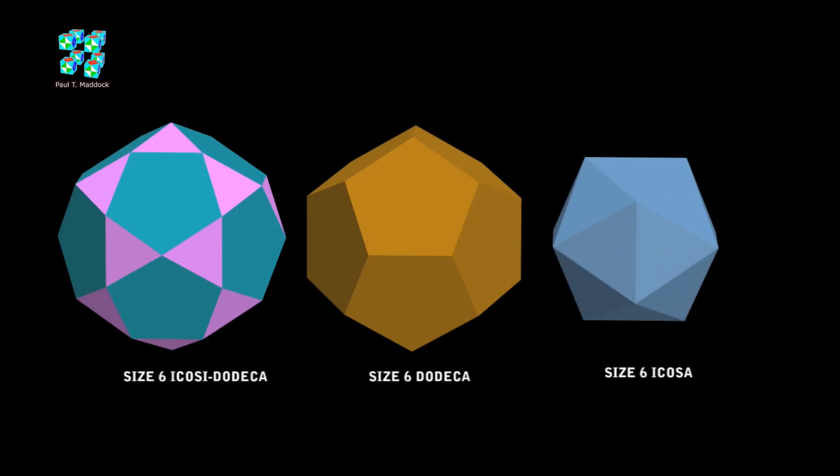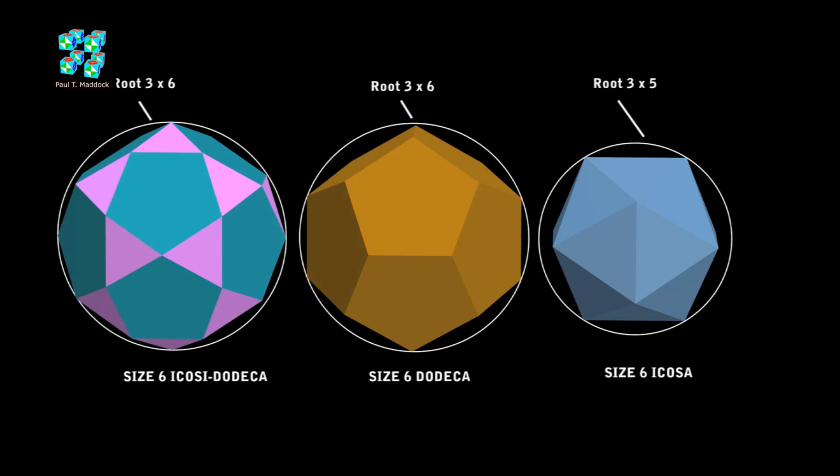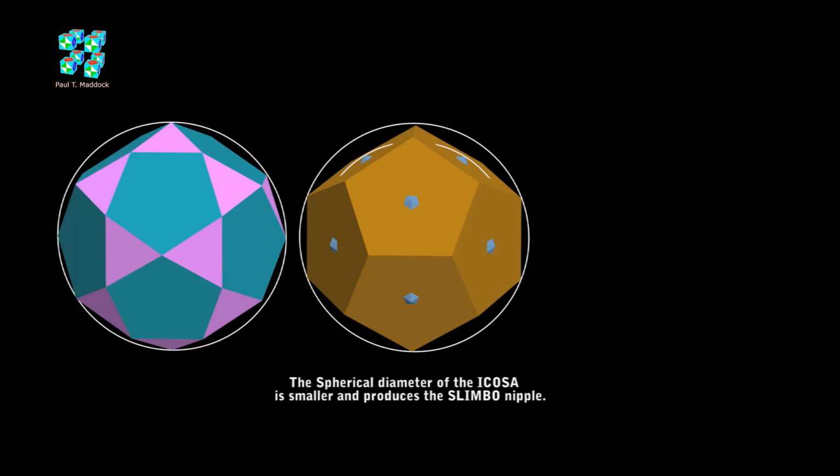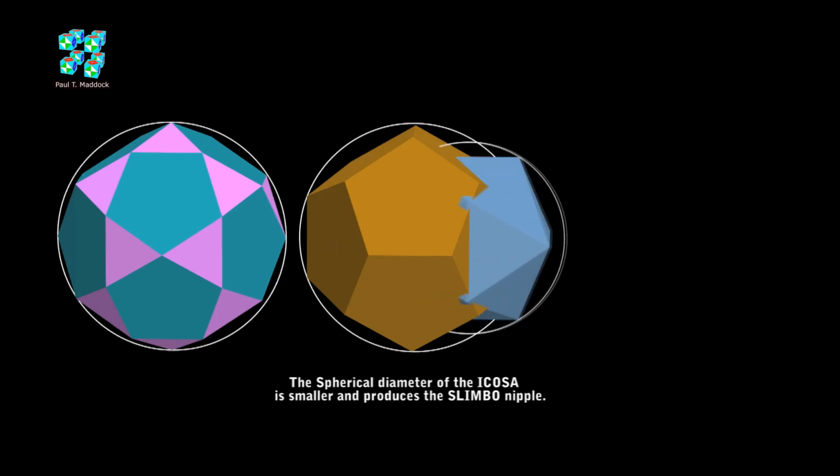Okay, the next step is to give it spherical profile rings. Now you can see that I'm using the same diameter for the icosidodeca and the dodeca because they belong together. But I have showed in my earlier videos the icosa is different. It's basically on its own, and the nipples stick out a little bit on the faces of the dodeca, which I call slimbo nipples.